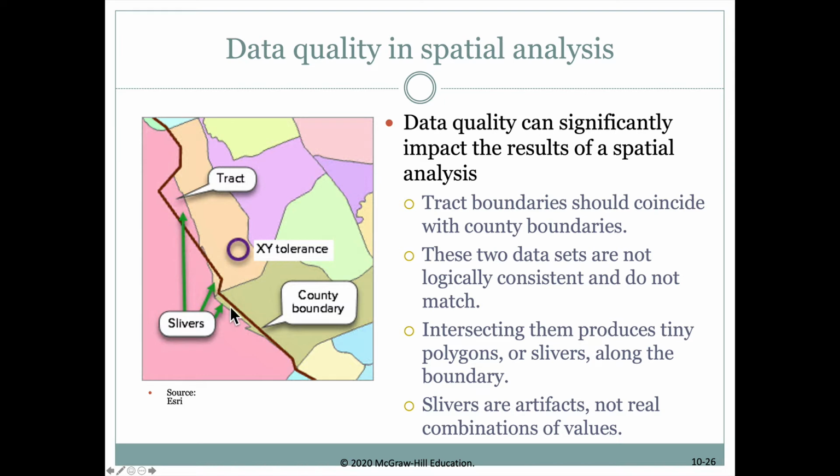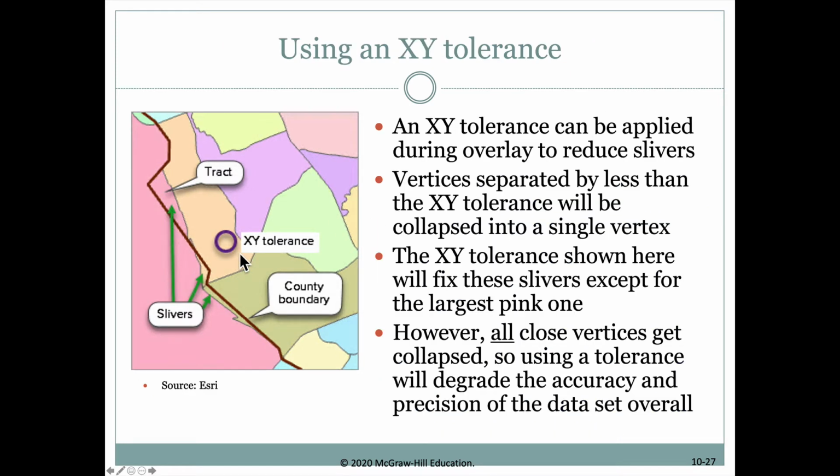These things here are called sliver polygons, and sliver polygons are basically errors in our data. They're issues with logical consistency as far as two boundaries not matching each other even though they should. They can be dealt with by setting an XY tolerance. And this XY tolerance can be some distance within which, if two vertices exist within that distance, those two vertices are just basically made coincident. They go to each other, and then we don't result with some of these sliver polygons.